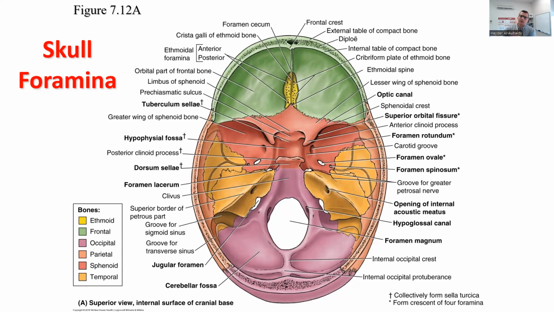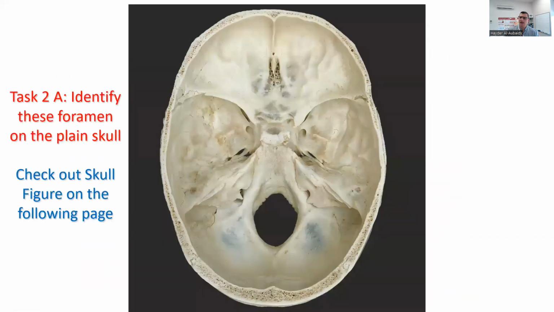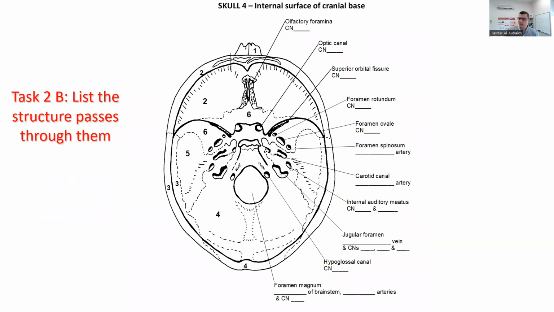Okay, so here we've removed the calvaria, which is the upper part of the skull, and we are looking into the skull foramina. Obviously, we've got heaps of openings, but we will focus on the main ones available for us here. In the exam, you will most probably be expecting to identify one of these openings, either in a plain skull or in a schematic diagram, okay?